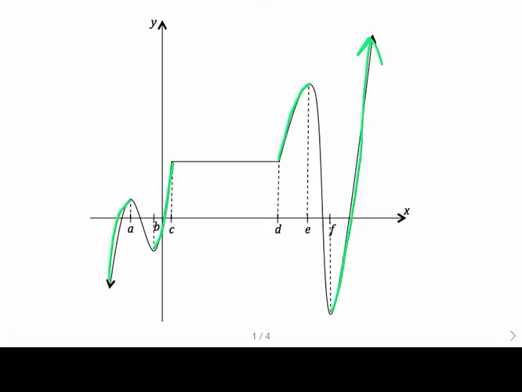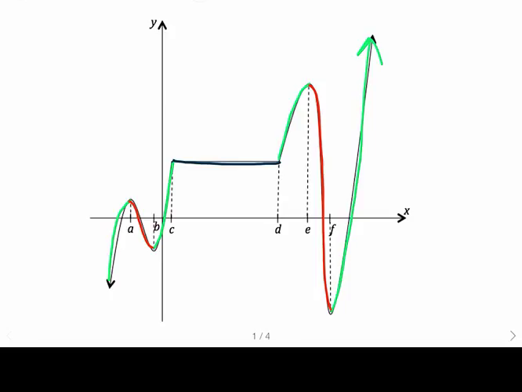Decreasing, that means getting smaller. We're looking at the interval from A to B, and then the interval from E to F. And then finally we have an interval over which the function is constant. That is, the function value doesn't change. And that would be the interval from C to D. Like I said, the concepts are very straightforward.